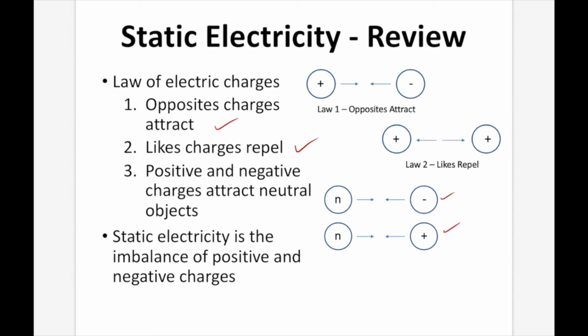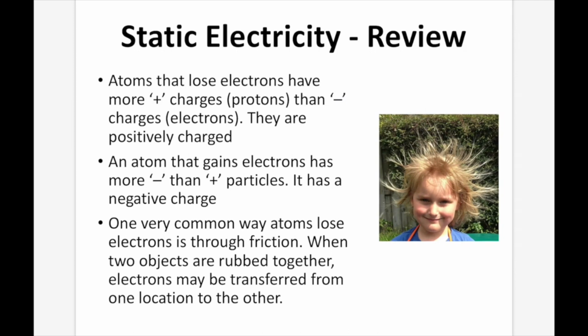And lastly, static electricity is the imbalance of positive and negative charges. Atoms that lose electrons have more positive charges, protons, than negative charges, electrons. They are positively charged. So if something loses electrons, you're going to be less negative, therefore you're going to be more positive. An atom that gains electrons has more negative than positive particles. It has a negative charge. It is more negative. One common way atoms lose electrons is through friction. When two objects are rubbed together, electrons may be transferred from one location to another.